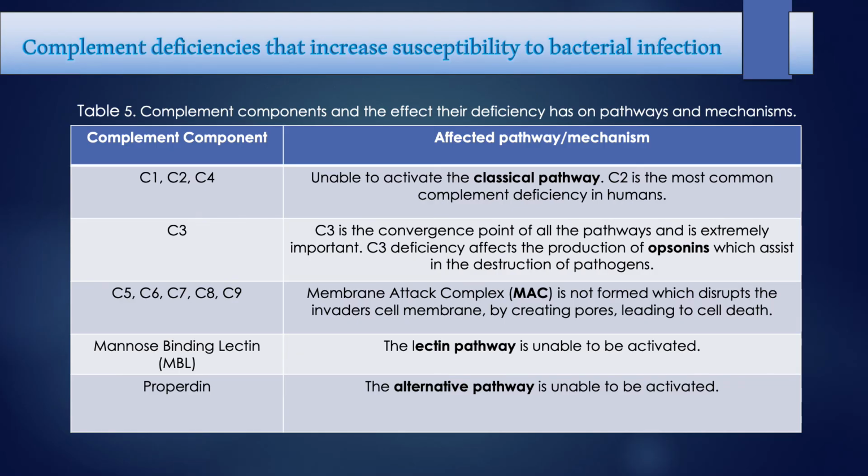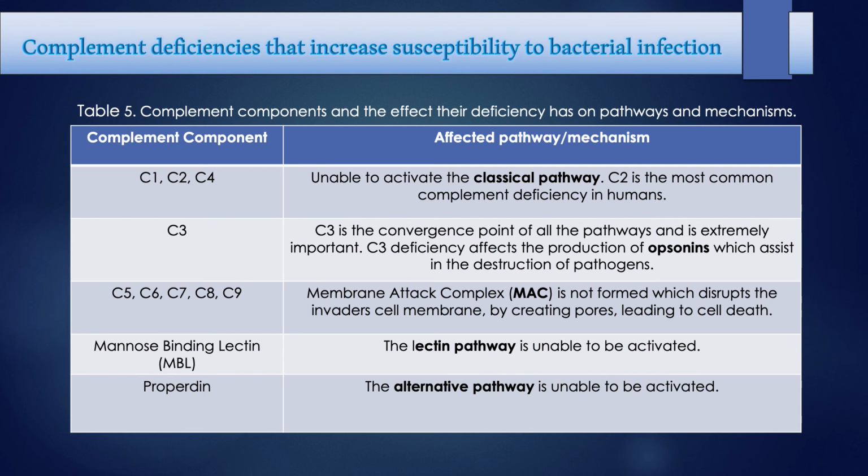Now we're going to be discussing complement deficiencies that specifically increase the susceptibility to bacterial infection. The first components we have are C1, C2, and C4. These components are found early on in the classical pathway. If any of these components are deficient, they cannot activate the classical pathway. Thus, there is an increase in pyogenic bacterial infection.